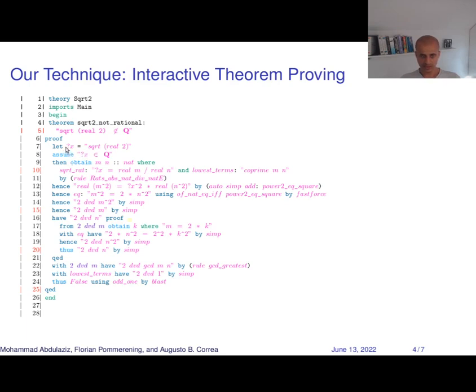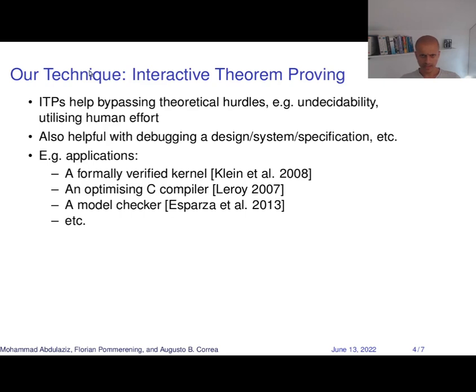As you see, the user specifies the theorem statement and high-level steps of the proof, and the interactive prover fills in the details between those steps to make sure that the proof is correct down to the level of the logical axioms, which in our case are the axioms of higher order logic. A main advantage of using interactive provers is that they can help bypass theoretical hurdles regarding formally proving statements automatically, like for example undecidability or incompleteness, even in the case of mathematics in general.